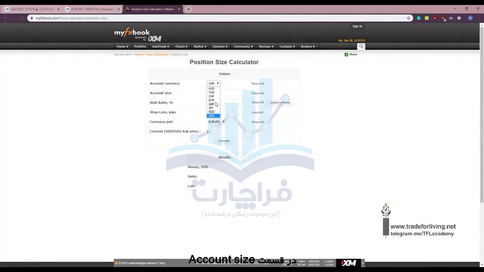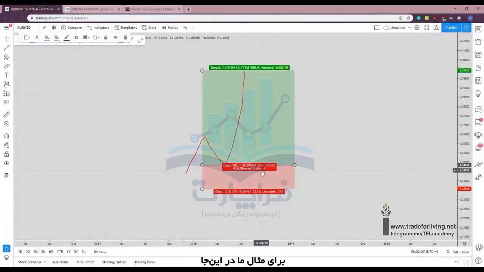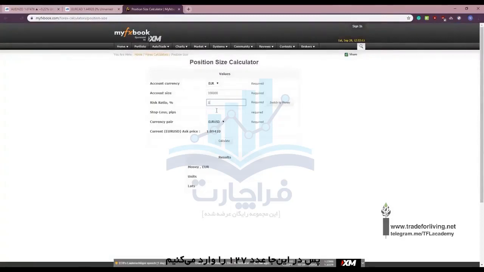Now what you're supposed to do on this page is just put inside the balance of your account. Let's make an example. Let's put 100k. You want to risk 1%. Now, how many pips is your stop loss and which currency pair are you trading? In our particular situation, we were on AUD NZD, and on AUD NZD we are risking 127 pips, and we want these 127 pips to be 1% of our account. So let's put 127 pips, and let's select AUD NZD.